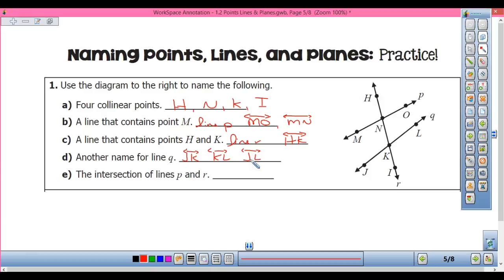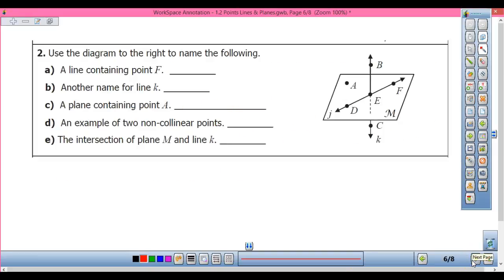Okay, and where do lines P and R intersect? At N, yep. We've got line P is this guy, line R is this guy, and they intersect right there at N. Okay, what line contains point M? Line J, yep, or line DF, you bet.